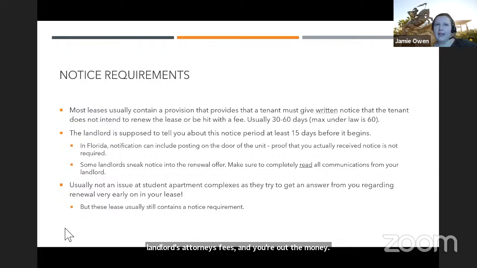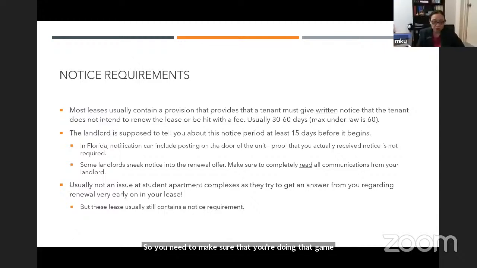So with a lot of these landlord-tenant situations, we really just recommend that you try not to put yourself in that situation to begin with, because you'll save yourself a lot of time and headaches. You just won't even have to worry about this. Now, this is not as much of an issue typically in student apartment complexes, because they start in October, if not sooner, trying to get you to sign for the lease that will start in August the following year. So by that point, they kind of know, but their leases usually still do contain a notice requirement, and you still are required to comply with that. So you need to make sure that you're doing that.